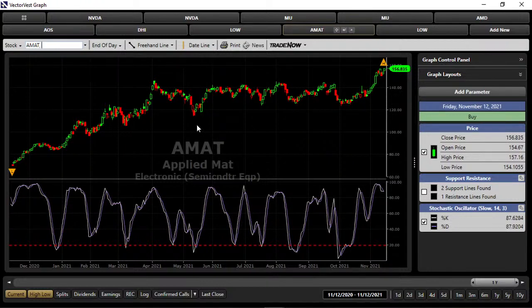I'm only going to focus on the buying opportunities, right? The bullish situations. The situations when the stochastics oscillator goes from below 20, and that's the red line here, from below 20 to above 20, buying opportunity.